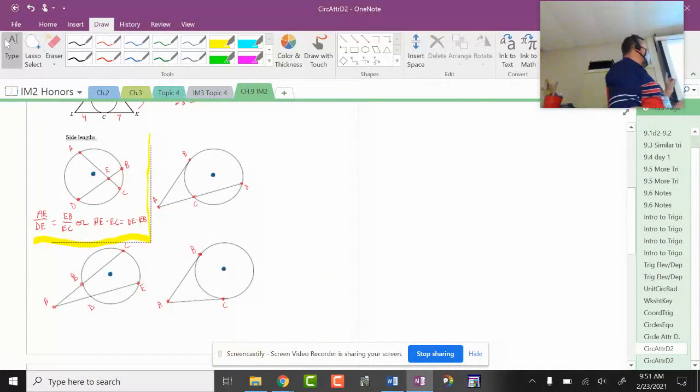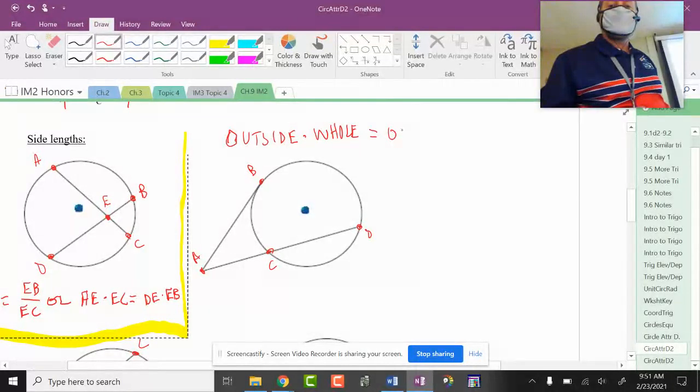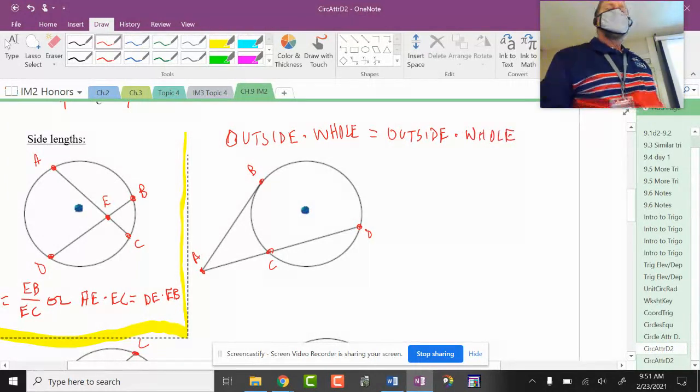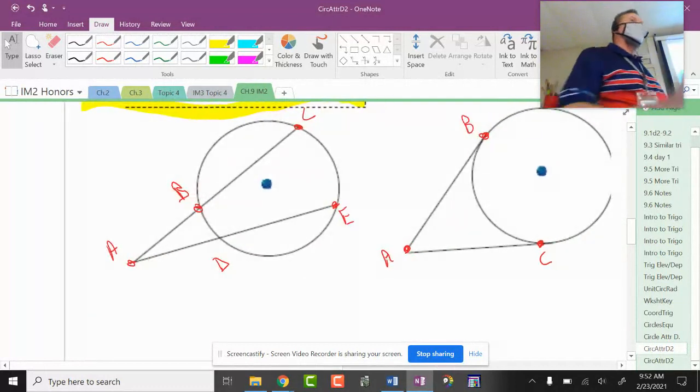Now, in this section, all three of these can be derived by the same formula. And here it is in words. You ready? In this section, outside times whole, and I'm going to jump to the secant first, equals outside times whole. Watch on the secant. It's best here. Then I'm going to go to the secant tangent. Remember, that is a secant line and another secant line, right?